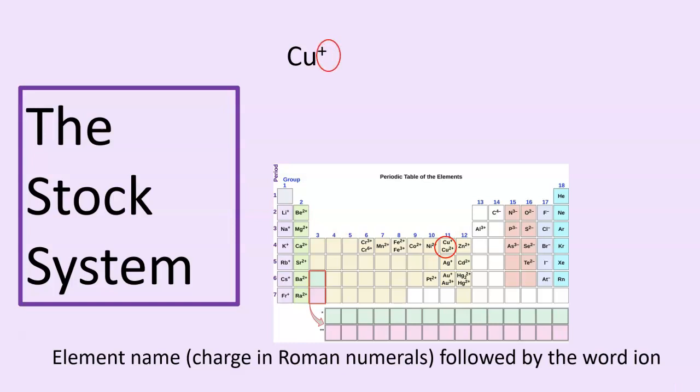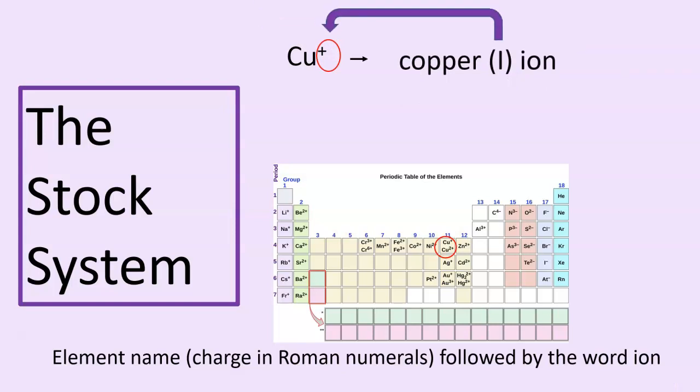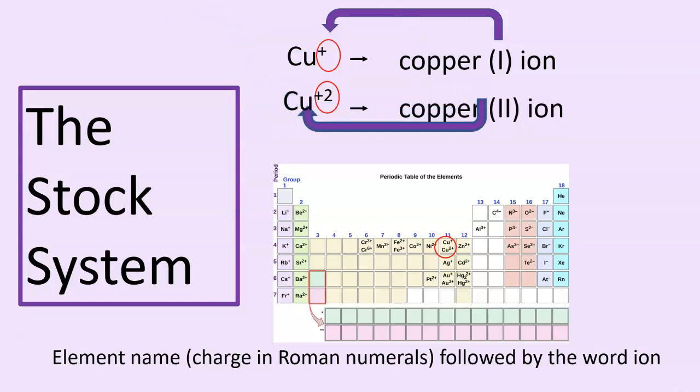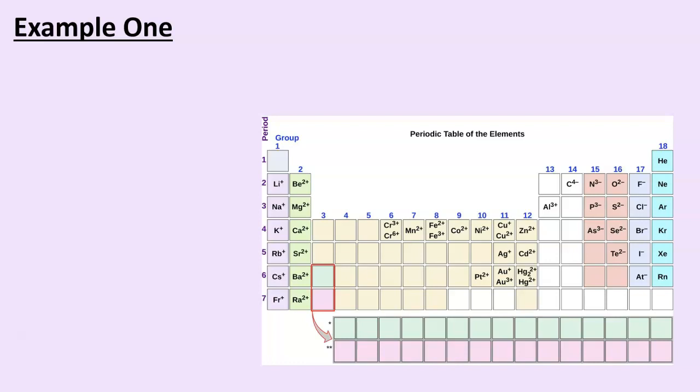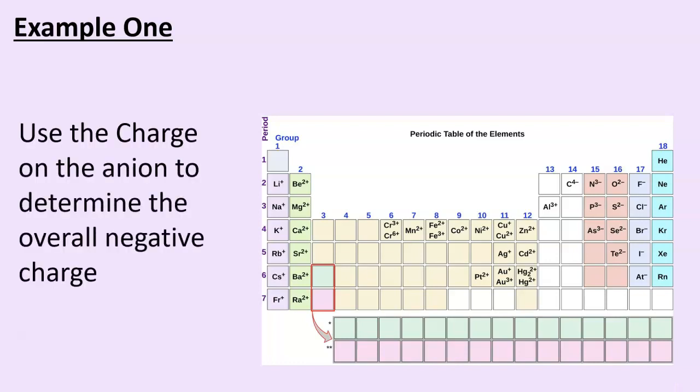And what do we have here? We have a +1 charge, and that gives us copper 1 ion. And again, our Roman numeral comes from our charge. And so of course, we're going to do it again. We have a +2 charge, and that's going to give us copper 2 ion. And again, the Roman numeral comes from the charge. So let's go through a quick example and show you what we're working with. I love this periodic chart.